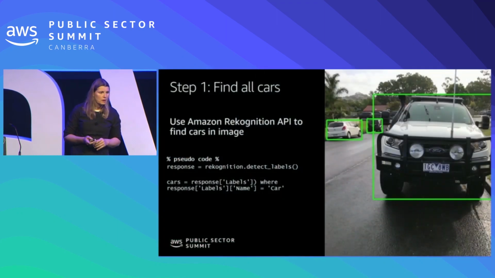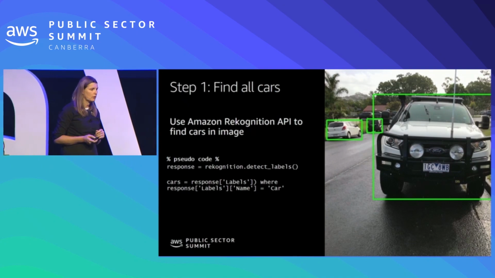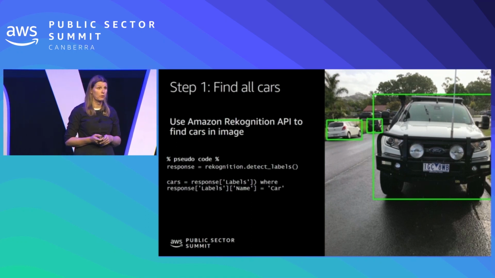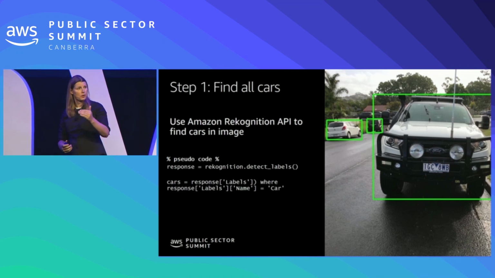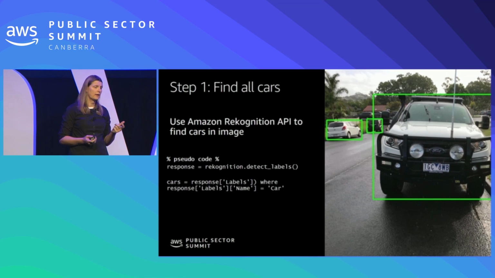Okay, so here's some pseudocode for the API call. I'm going to call Rekognition, and I'm using the detect labels method. I'll pass my image into that, and I get a bunch of information returned, the same as what we saw in the console. I can parse that and say, only show me labels where the name is car, and that's the code that you use to do it.